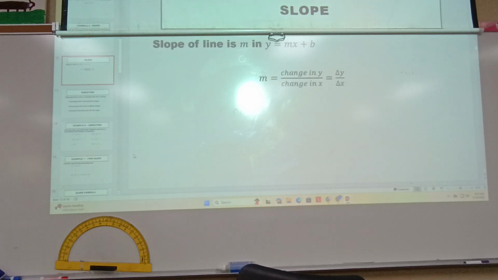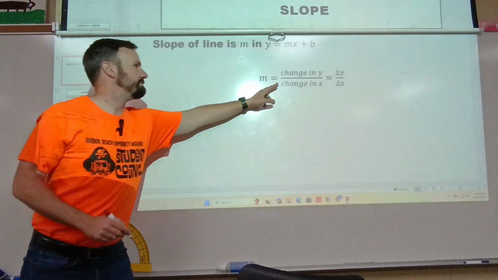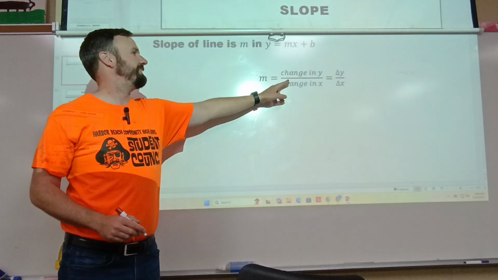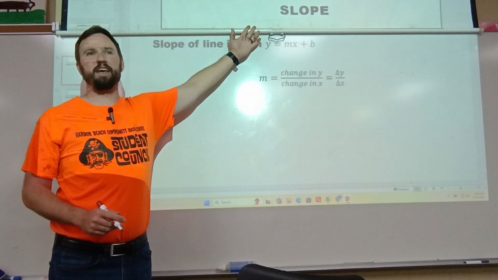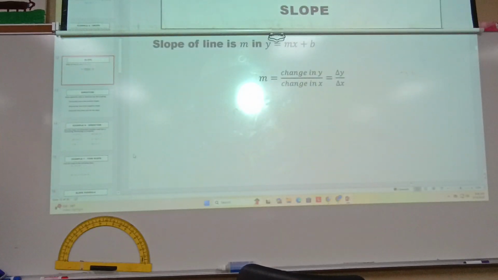So we're going to skip way ahead to the page that says slope. Way ahead to the page that says slope. So, on slope, changing what? I know you guys can't see the captions on the printouts. I'm sorry for that. Change in y over change in x.